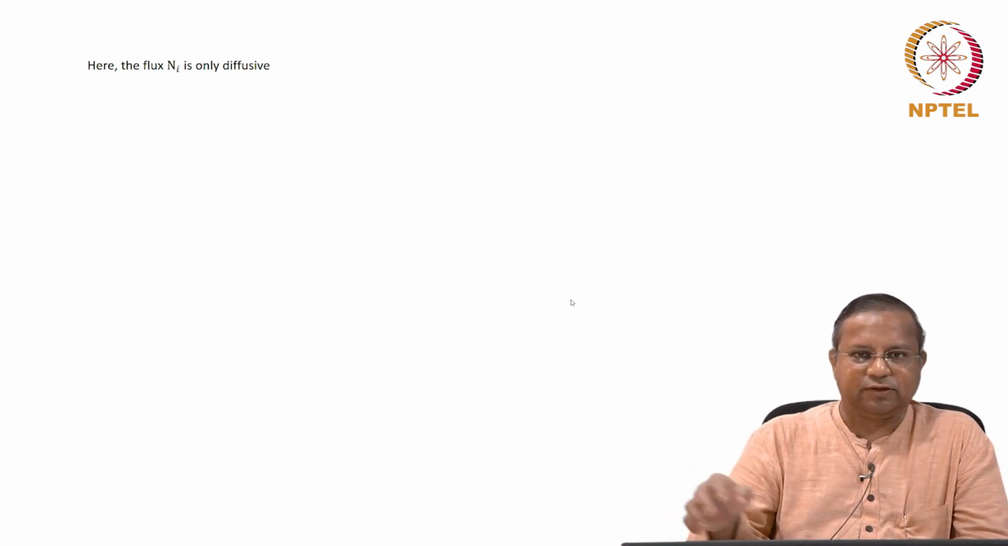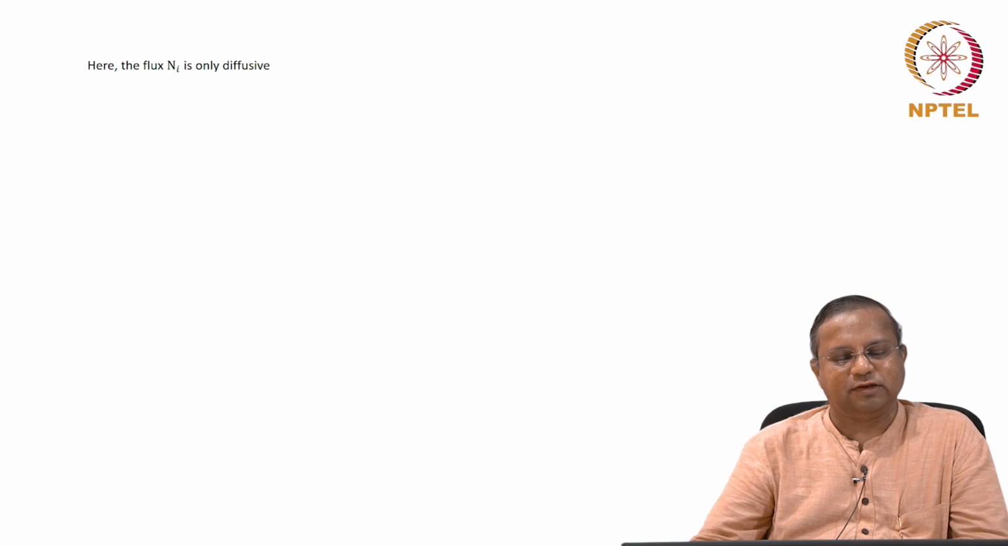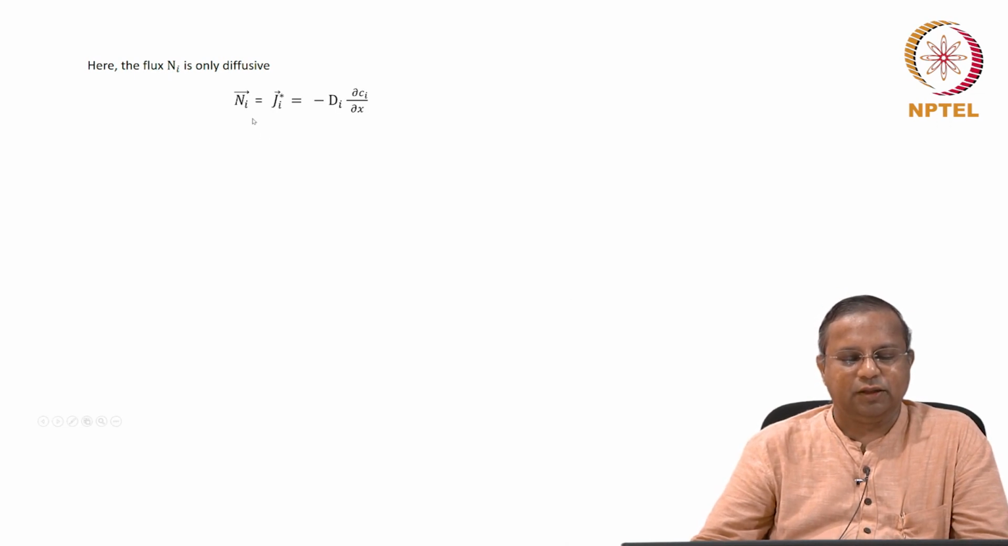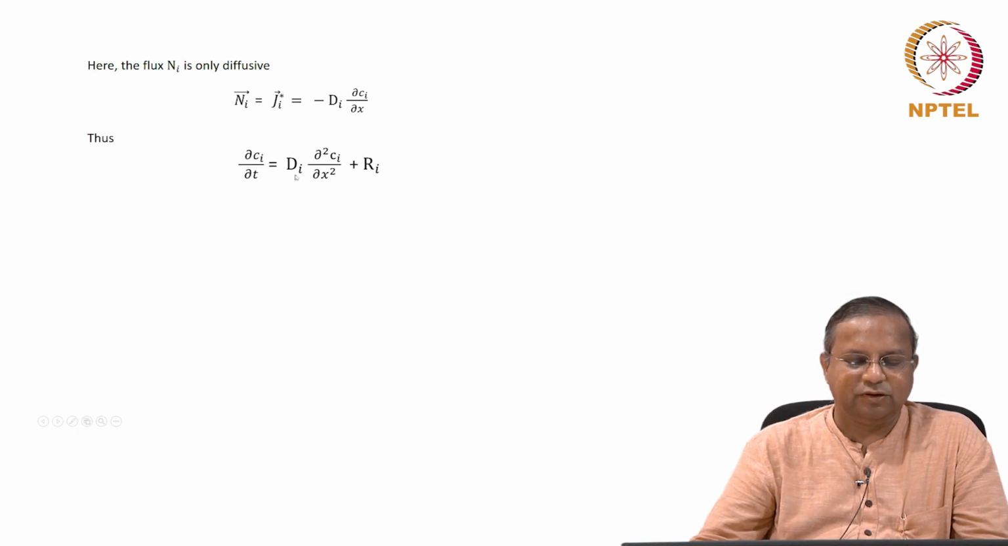Here the flux is purely diffusive. It is just diffusing. There is no other driving force that is causing this motion. Therefore, Ni is nothing but Ji star, only the molar flux, and we have an expression for molar flux in terms of Fick's first law. Molar flux is minus Di ∂Ci/∂x. Strictly speaking, it is Di times minus of ∂Ci/∂x, but by writing this we understand what we mean, minus Di ∂Ci/∂x. Therefore, ∂Ci/∂t equals Di ∂²Ci/∂x².